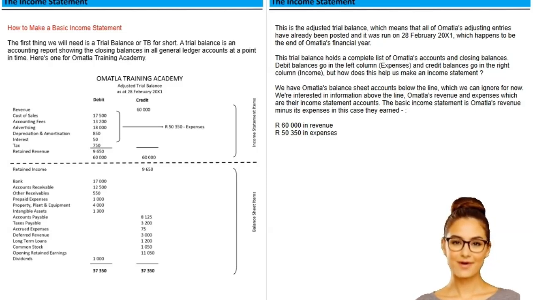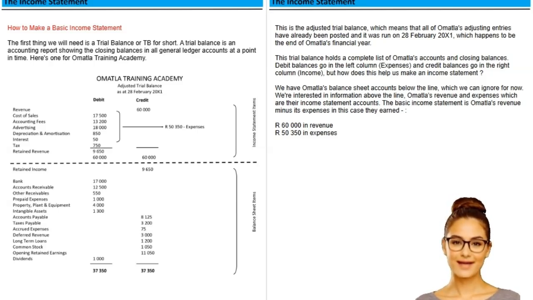Looking at the opposite page trial balance, we can see a complete list of Omatla's accounts and closing balances. Debit balances go in the left column, which is expenses, and credit balances go in the right column, which is revenue. But how does this help us make an income statement? We have Omatla's balance sheet accounts, which we can ignore for now, the section below the dotted line. We're interested in information on Omatla's revenue and expenses, which are their income statement accounts. So, the basic income statement is Omatla's revenue minus its expenses. In this case they earned 60,000 rands in revenue and had 50,350 rands in expenses.